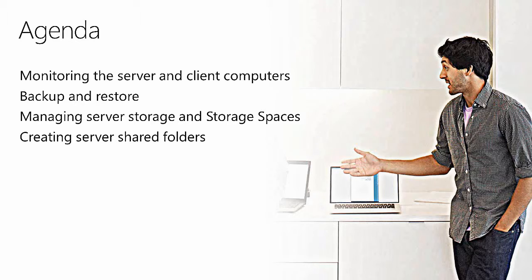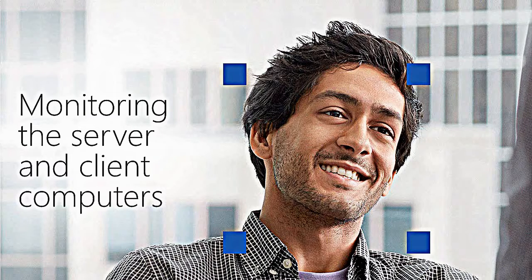So to get started, let's take a quick look at our agenda. We'll start out talking about the different ways that you can monitor the health of the server and the client computers in the Essentials environment. Then we'll talk about the various backup and restore options that you have, and look at managing the server storage. And we'll also take a little bit of time here to talk about storage spaces and how that can be used as part of your strategy. And then finally we'll look at creating the shared folders on the server. So a pretty simple operation, and hopefully this will give you a good sense of managing and monitoring the server.